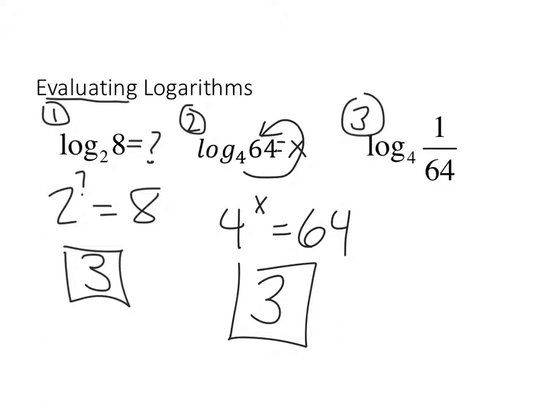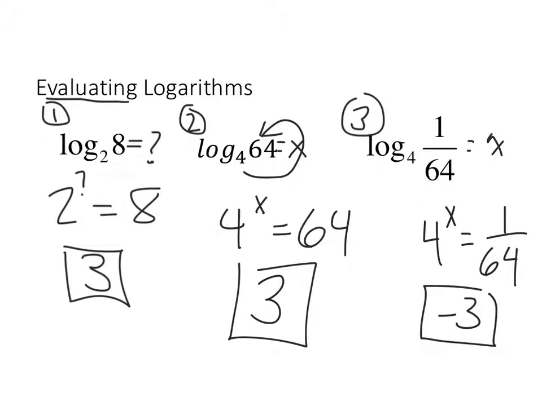Now if we look at this next one, it's a little bit trickier. It's 4 to the what is going to give you 1 over 64. Well, I know 4 to the 3 power gives me 64, but notice how it's flipped now. It's 1 over 64. So if we remember, how do we get things flipped or reciprocals? x would have to be a negative 3 power. Okay, let's look at a couple more examples of evaluating.